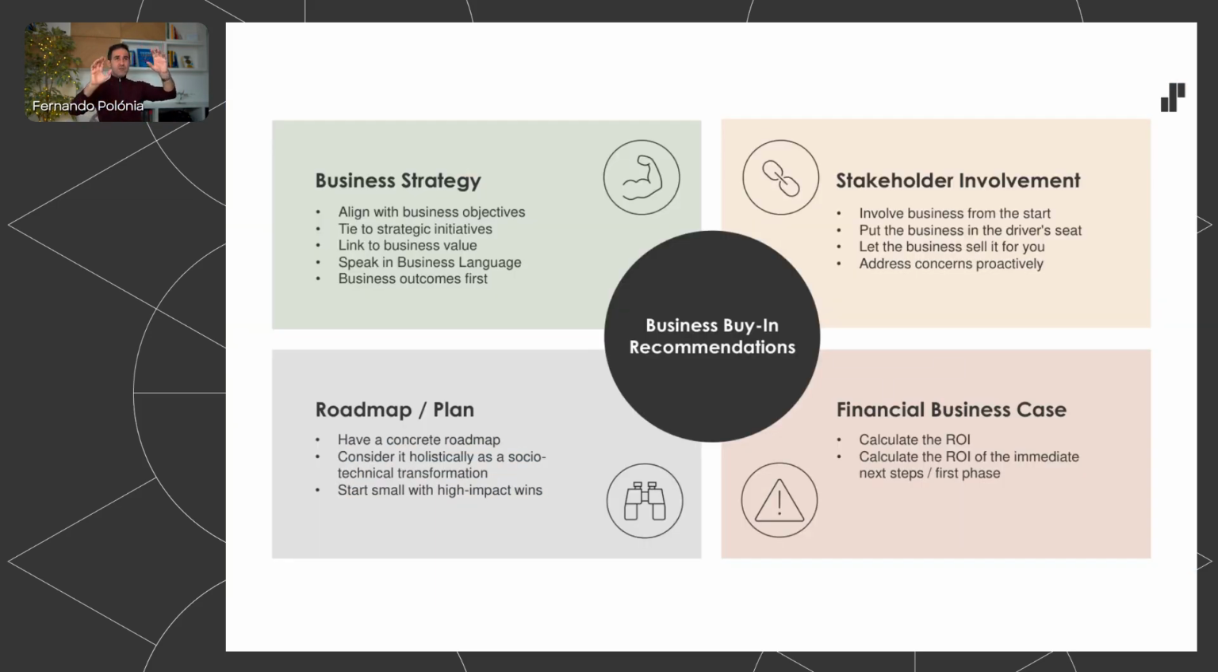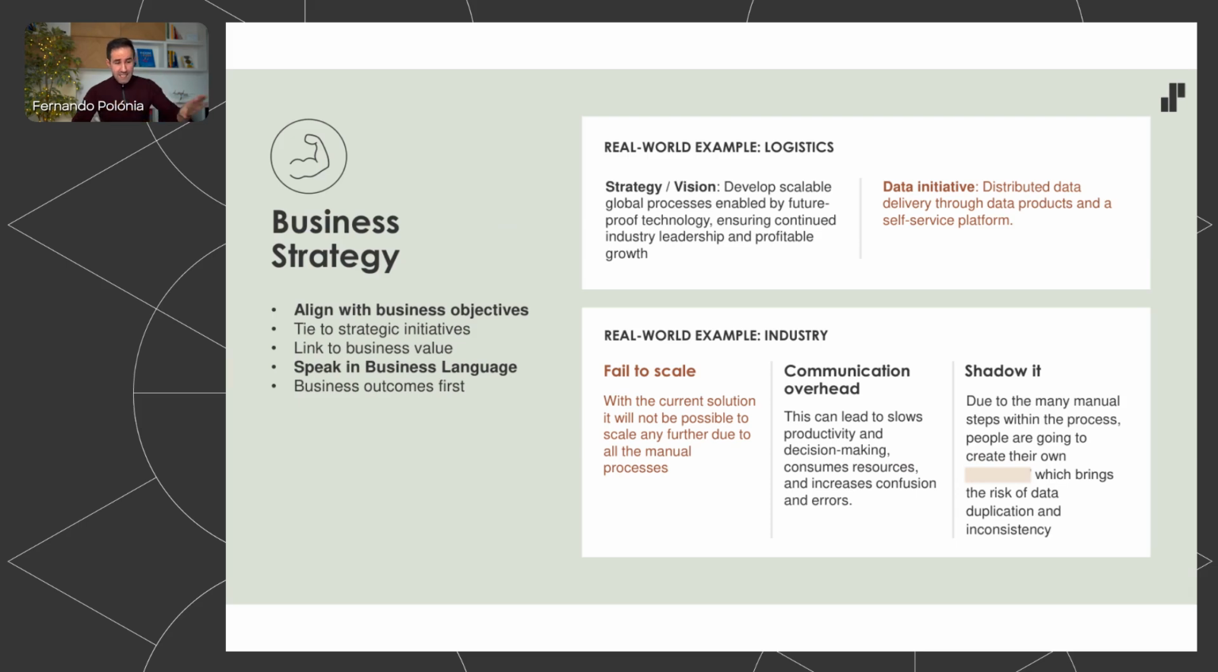And how do we tackle this? What are the recommendations to get that business buy-in? We've been building up a little thing, but so right now we need to consider 4 different axes: strategy, stakeholders, plan, and finances. We're going to dive into each one individually, and we're going to see in practice what that represents. So this is just before the use case. You're going to see it really in action, how we manage to achieve it.